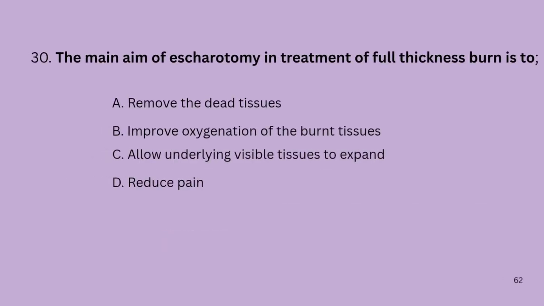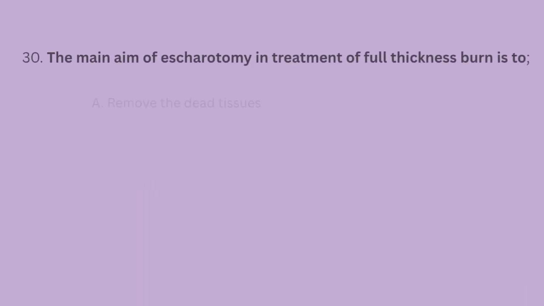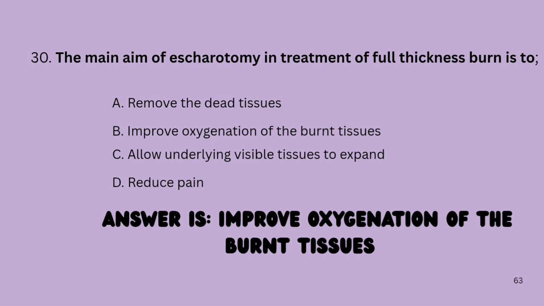Number 30. The main aim of escharotomy in treatment of full-thickness burn is to remove the dead tissues, improve oxygenation of the burnt tissues, allow underlying visible tissues to expand, reduce pain. The correct answer is improve oxygenation of the burnt tissues.